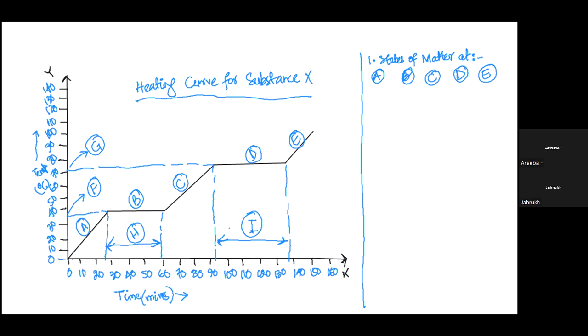Okay, let's start working. What do you think the state of matter would be at point A? Since I've already shared the experiment, you know where to begin, right? It is solid. Right, perfect. A is solid. What is C? Liquid. Good guess. Liquid. Then what is E? Gas. Good. So then what is B? What would be the state of matter at B?